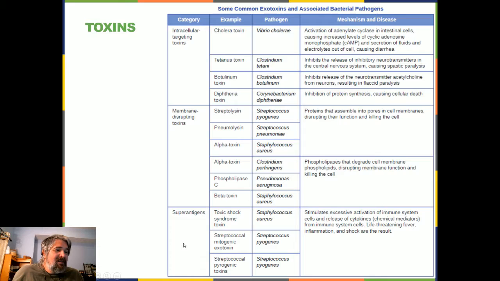And then we have a group of toxins called superantigens. These cause problems including toxic shock syndrome. So they stimulate excessive activation of immune system cells and release of cytokines from immune system cells. Life-threatening fever, inflammation, and shock are the result.